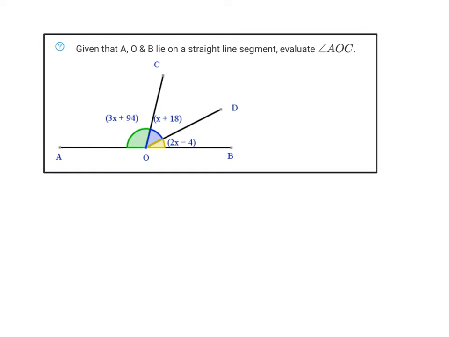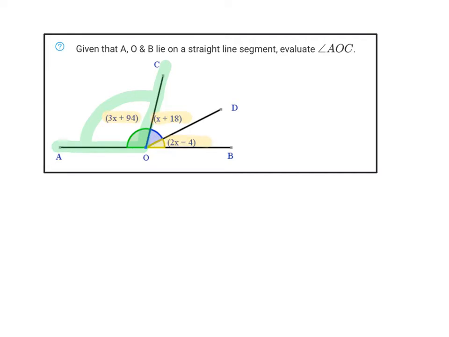Given that A, O and B lie on a straight line segment, evaluate the angle AOC. So that means we want to figure out this angle here. So AOC, A to O to C. We want to figure out what this is. And we've got some algebra here. We've got these three parts of algebra.